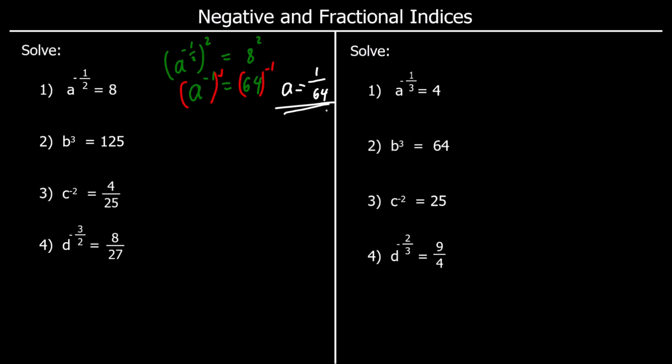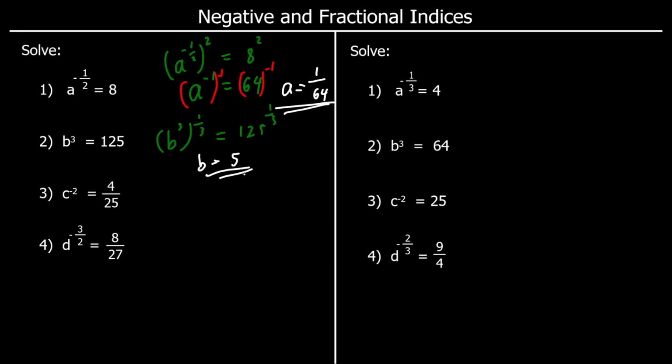Question 2, we've got b cubed is 125. To get rid of a cube, we do the opposite of cubing. So we cube root both sides. So if we have both sides to the power of a third, we just get b is 5.